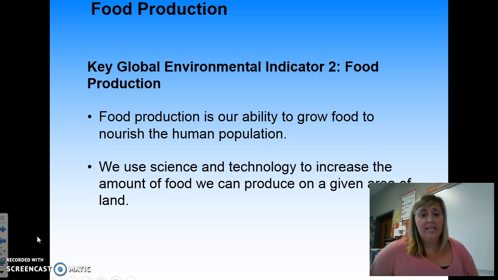The next global indicator is food production. So a healthy soil is going to support abundant and continuous food production. But when we have such a huge increase in our human population, it puts a major strain on our soil and our ability to grow and to provide adequate amounts of food to support such a large population.